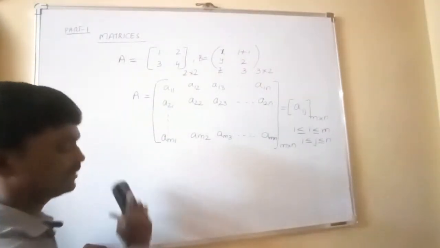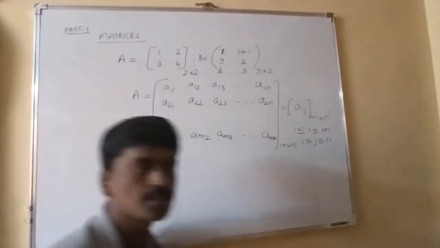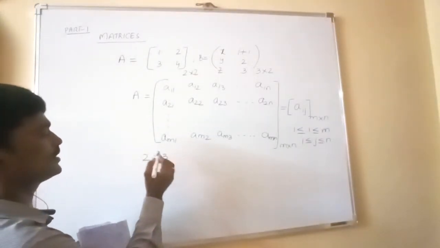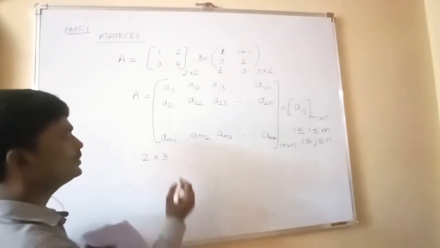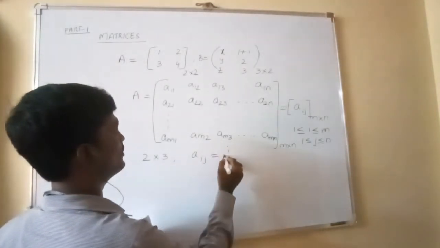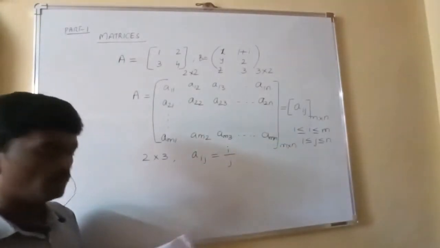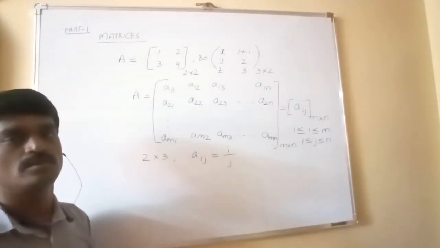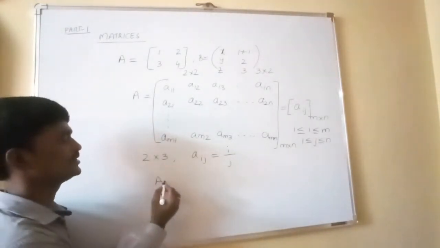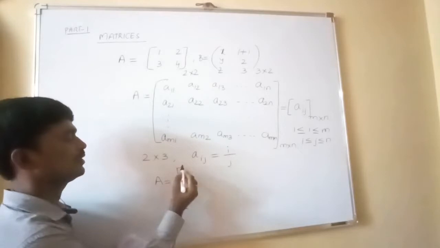Now, one problem is given. Construct a matrix of order 2 by 3 whose elements are given by aij equal to i by j. A 2 by 3 matrix means how many rows and columns? 2 rows and 3 columns.